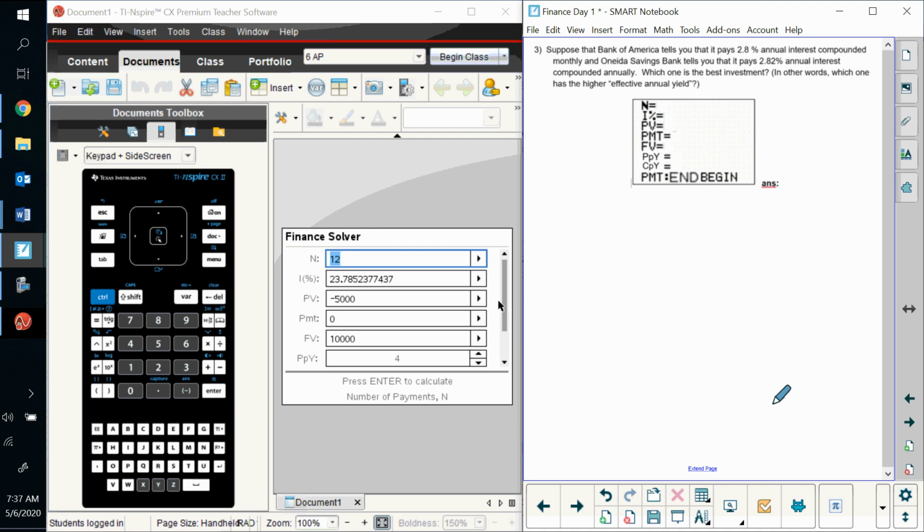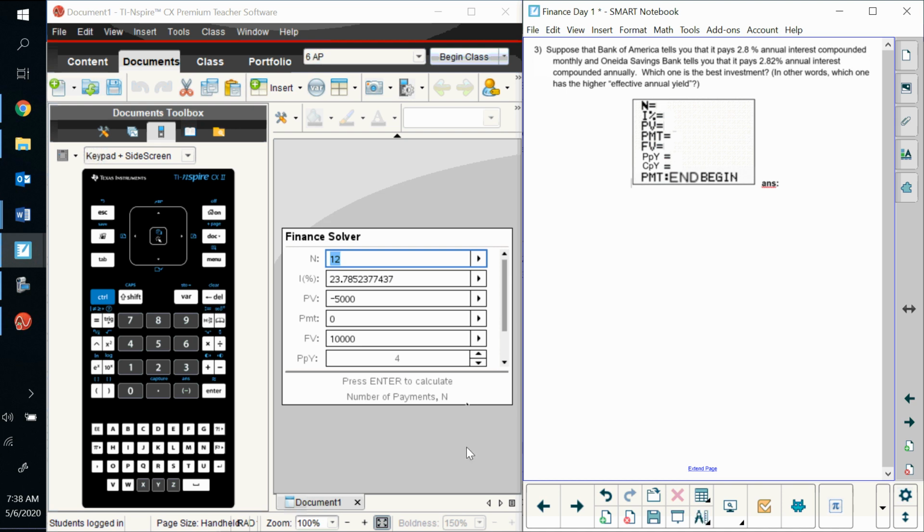All right, next one. Suppose Bank of America tells you it pays 2.8% annual interest, compounded monthly, and Oneida Savings Bank tells you it pays 2.8% annual interest, compounded annually. Which one is a better investment? In other words, which one has the higher effective annual yield? So what effective annual yield is, it is the amount that you would get if it was done annually. So it basically allows you to compare investments that have all different percentages and things like that.